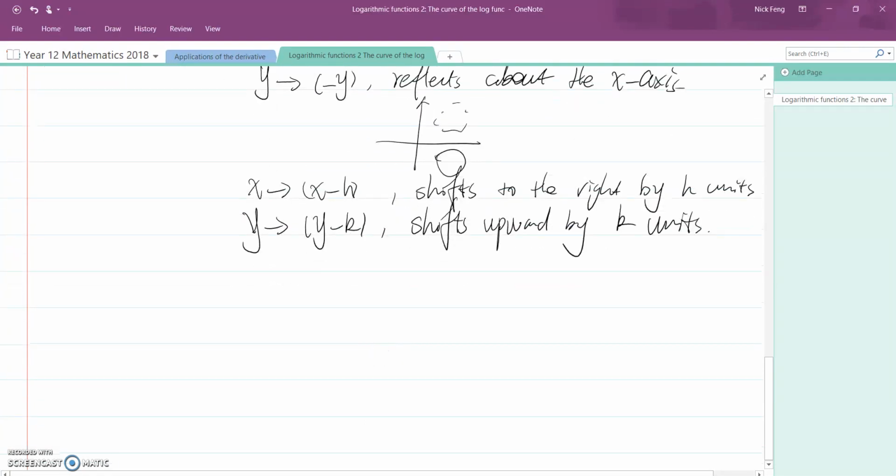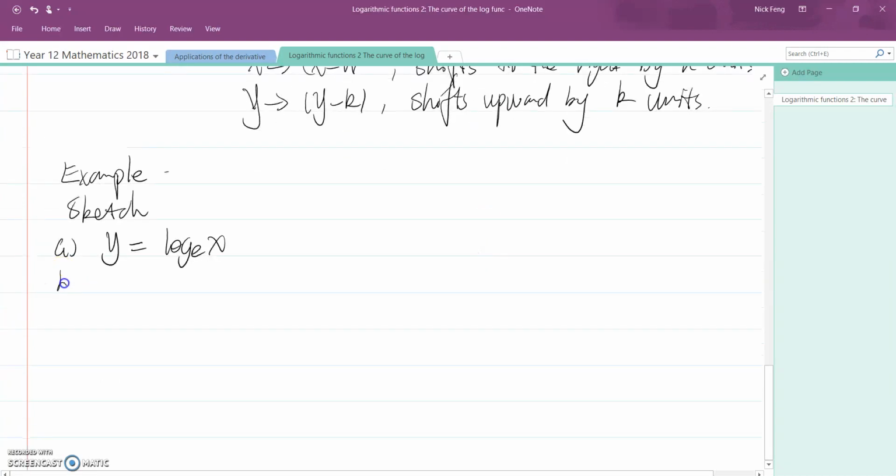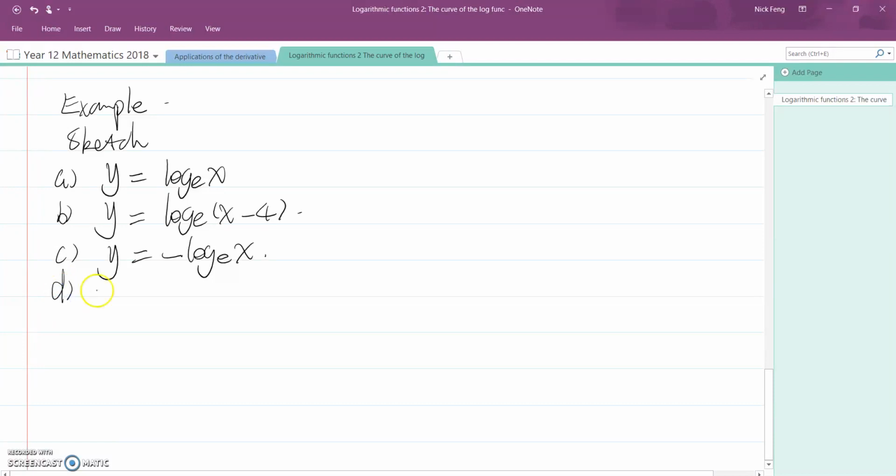Okay, so let's take a look at an example. Let's sketch: A, y equals log x. Simple. B, y equals log of x minus 4. C, y equals negative log x. D, y equals log of negative x. E, y equals log of 4 minus x.